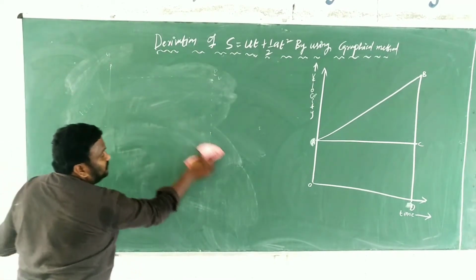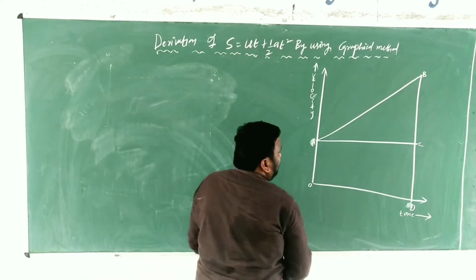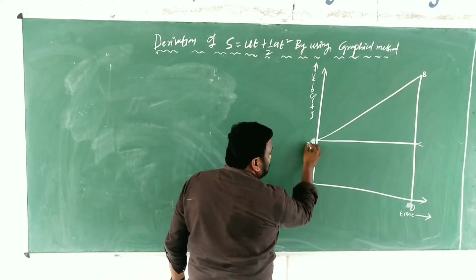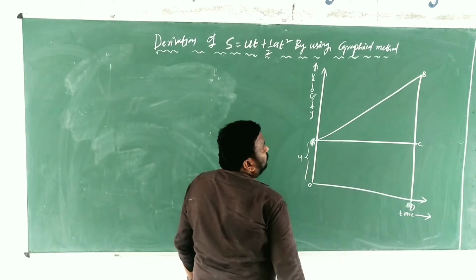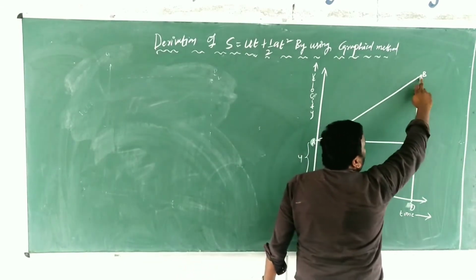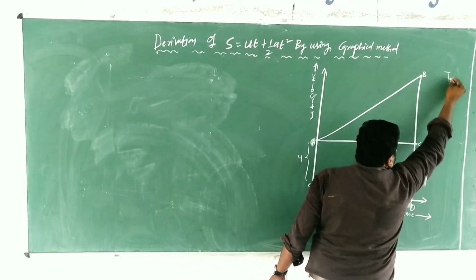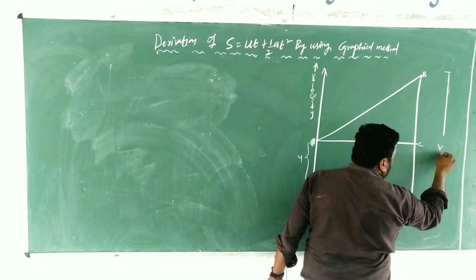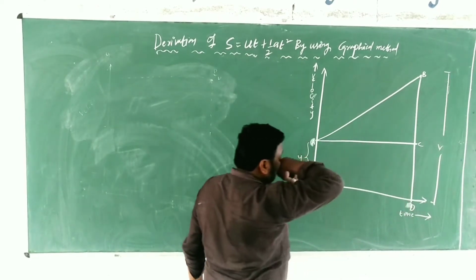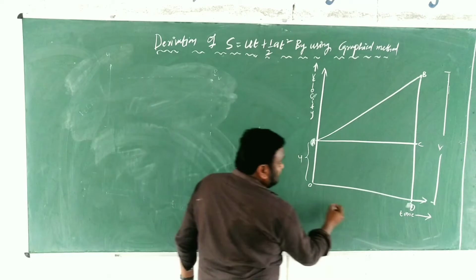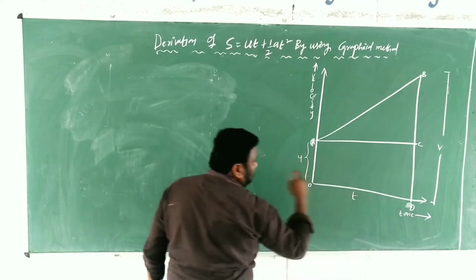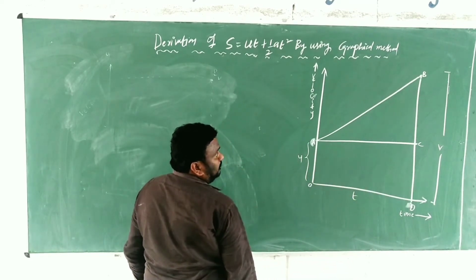Just look at another graph here. Same thing here. At point A, its velocity is what? U. When the body is at point B, what is the velocity? As we are showing, this is now V. V is the final velocity. And what is the time here? O to D, T.